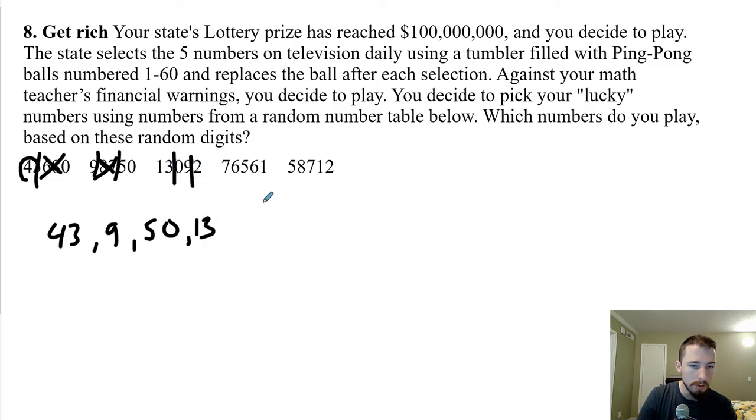And then 09. Now, the question here is we've already used 9, but they replaced the ball after each selection, so we're allowing repeats. So that's totally valid. We'll use 9 again. And they only wanted 5 numbers, so 1, 2, 3, 4, 5. So we're done. If we use this table to randomly select our numbers, we're going to use 43, 9, 50, 13, and 9.